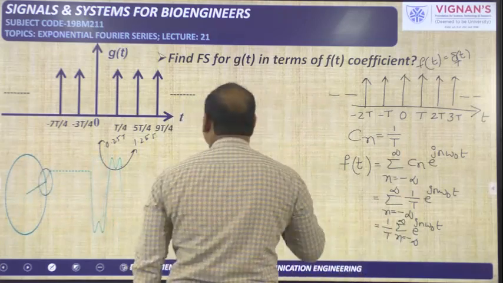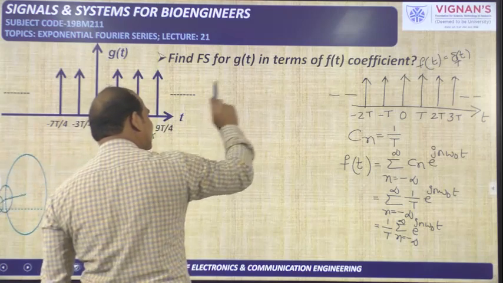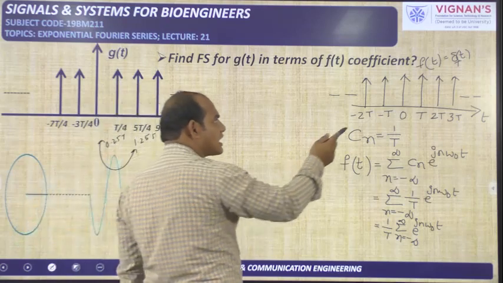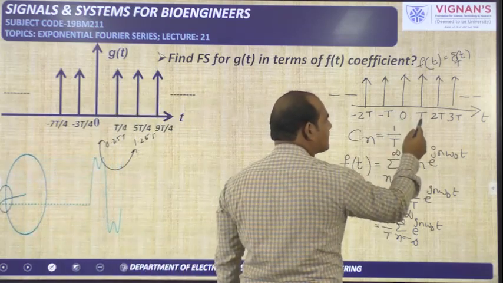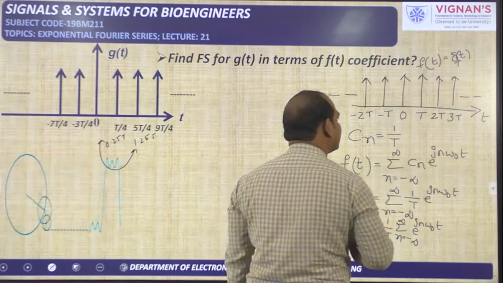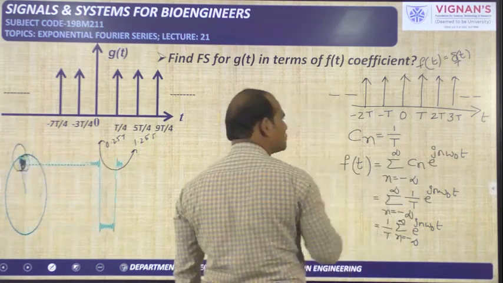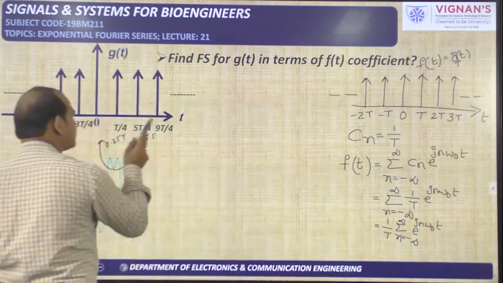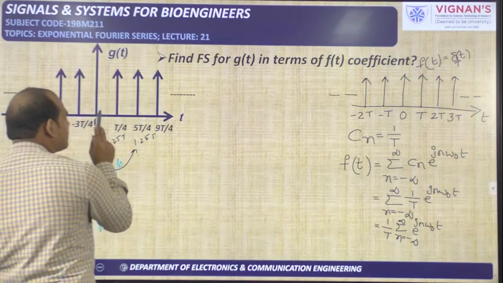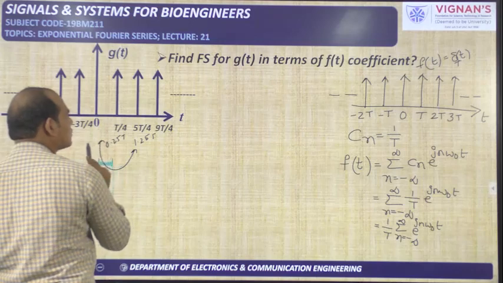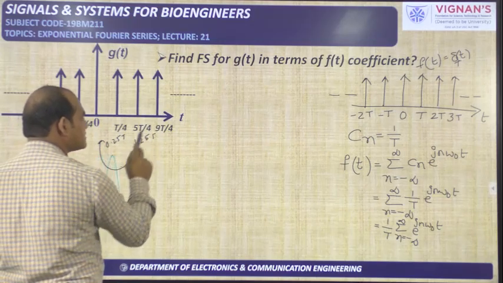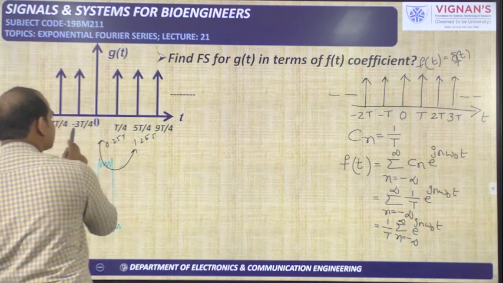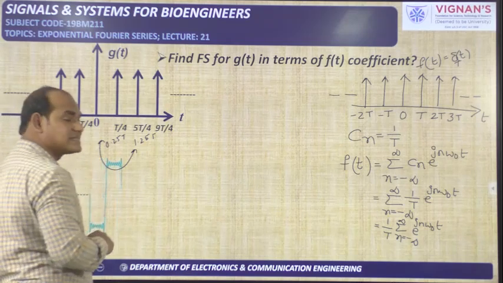So what is the relation between this impulse train g of t and this impulse train f of t? If you observe carefully, the impulses of f of t are available at t equal to 0, T, 2T, 3T and so on, and on the left side minus T, minus 2T and so on. And if you observe g of t, there is no impulse at t equal to 0. The impulses are available at t equal to T by 4, next 5T by 4, next 9T by 4. And on the left side, there is an impulse at minus 3T by 4 and another at minus 7T by 4.